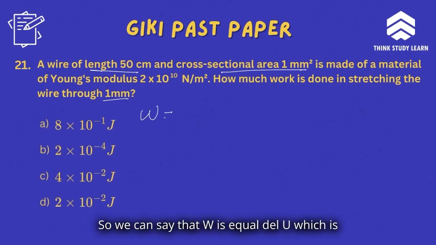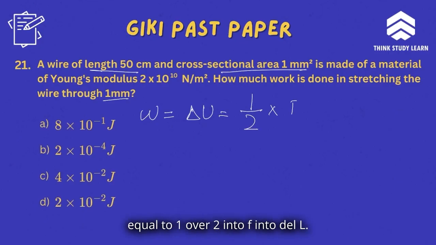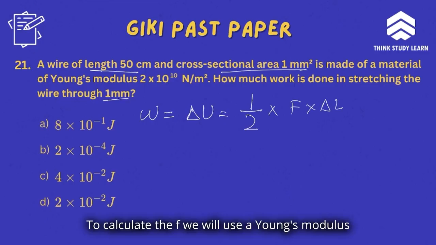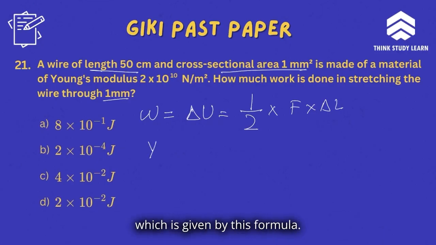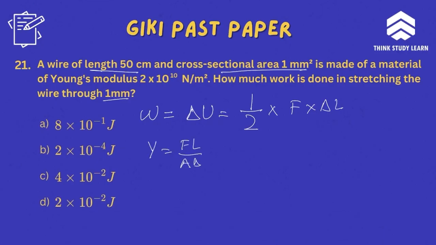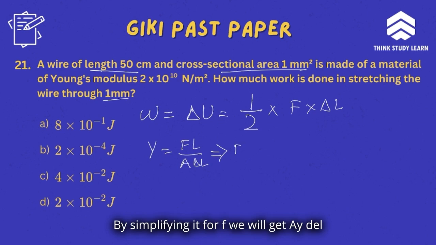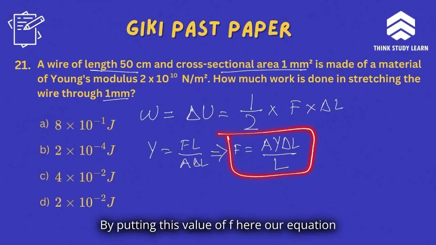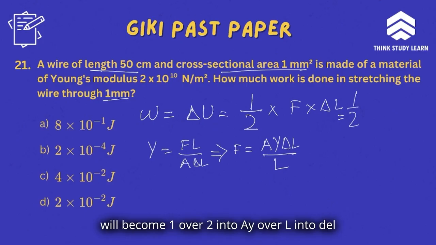So we know that the work done in stretching the wire is stored as potential energy. So we can say that W is equal to del U, which is equal to 1 over 2 into F into del L. To calculate the F, we will use Young's modulus, which is given by this formula. By simplifying it for F, we will get AY del L divided by L. By putting this value of F here, our equation will become 1 over 2 into AY over L into del L whole square.